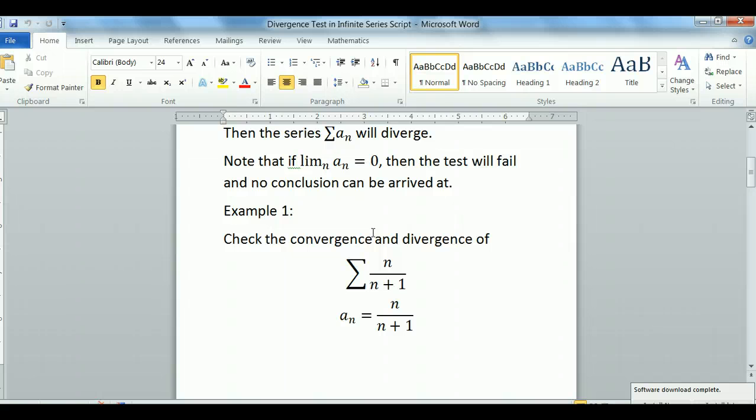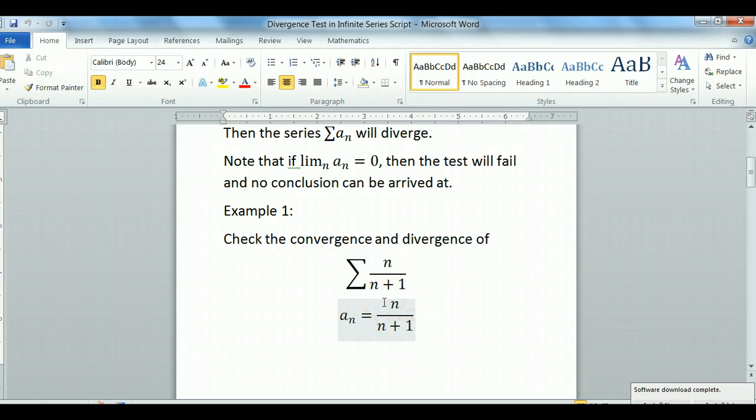Now let's look at the first example, sigma n over n plus 1. Okay, this is a series. Now let's extract the sequence. What's the sequence? The sequence is n over n plus 1. Now the next step is to find the limit of this sequence.